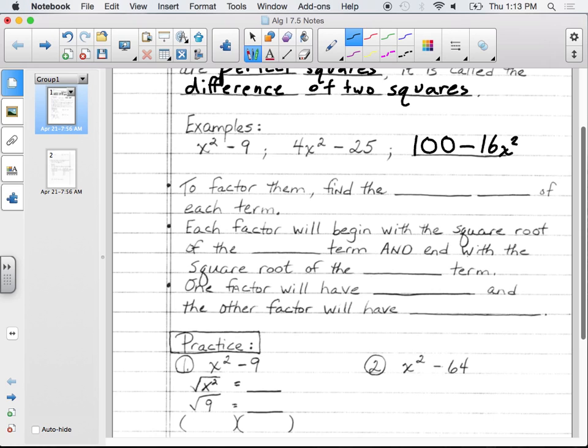Could it be the other way around? Like how they do the square first? Yeah, we could have the 16x squared first, but we still have to have that minus sign in there. So it would have to be 16x squared minus 1. Wait, could it be 100x squared minus 16? It sure could. So any perfect square minus any other perfect square.